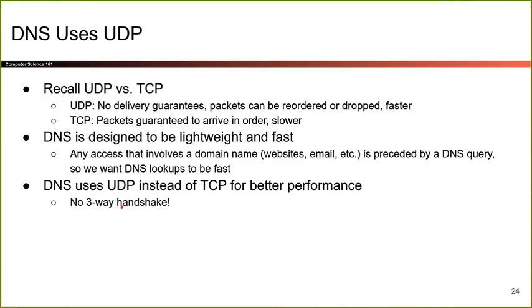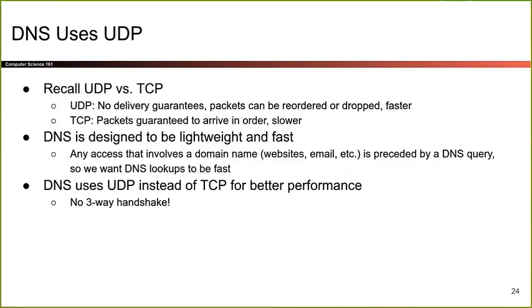And why is this good if you think about it a bit more? Because there's no three-way handshake. So if we had used TCP, every single DNS request would have to also do a three-way handshake. So every single one of your web requests now has an extra three-way handshake in front of it, which would slow things down a little bit.